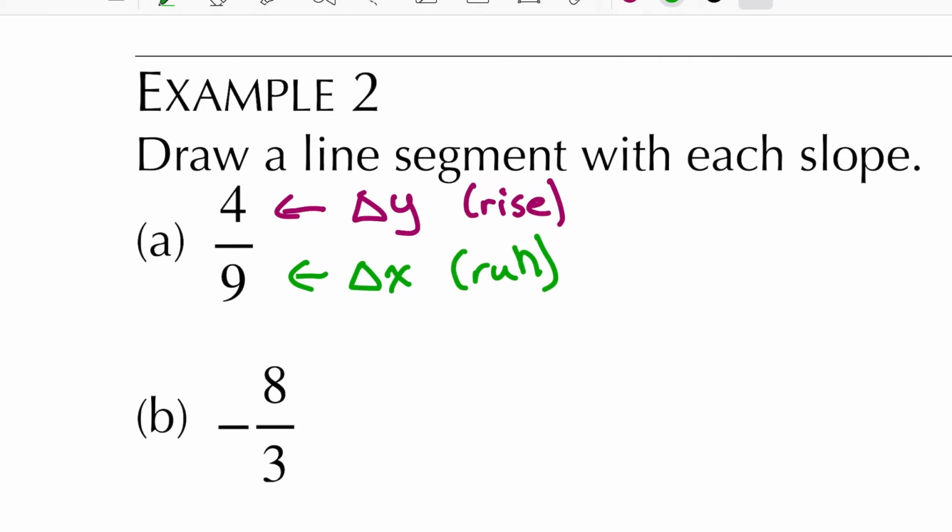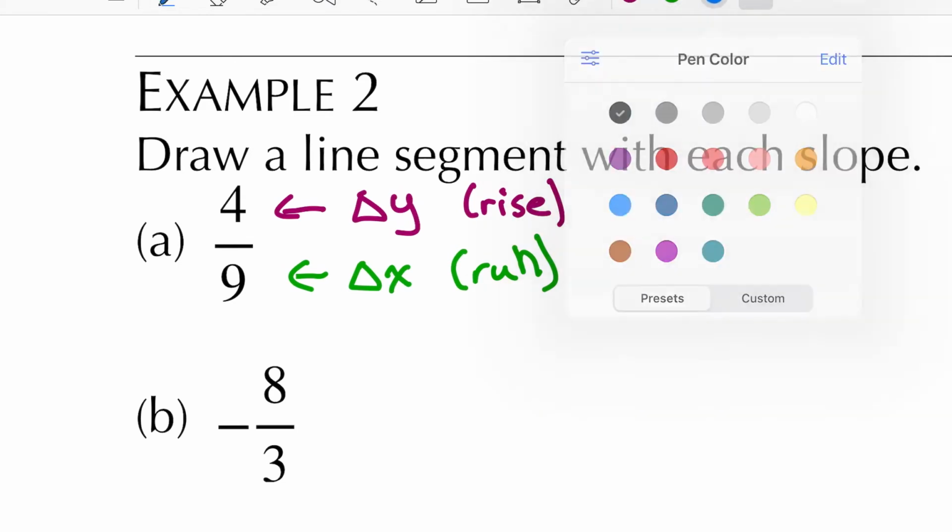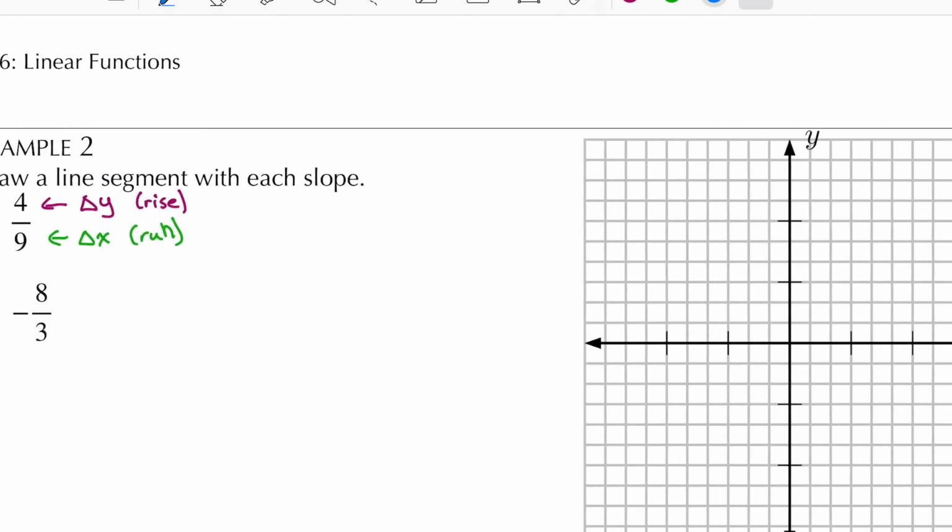So in this question, I can choose any point I want to start at for letter A. I'm going to choose this point right here. Now my rise tells me to go up 4. 1, 2, 3, 4. There's my rise. Change in y is equal to plus 4. Then my run tells me to go over 9. 1, 2, 3, 4, 5, 6, 7, 8, 9. There it is. There's my run. There's my change in x, which is equal to plus 9, my run. And my line goes between those 2 points.